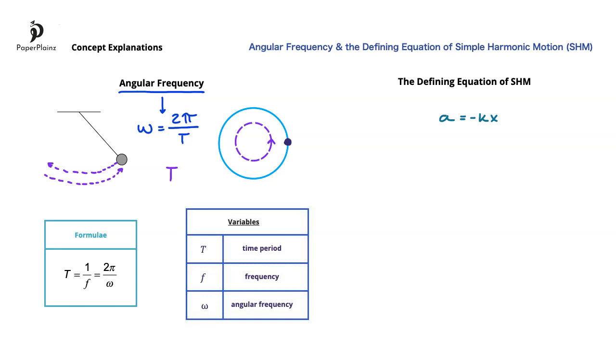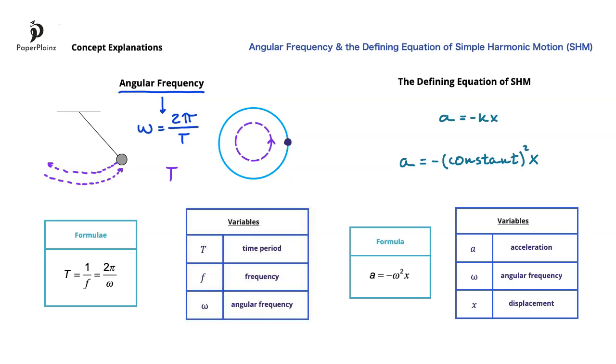Now, to make sure that one side of this equation is always positive and the other side is always negative, we can slightly modify this formula and write that the acceleration is equal to negative a constant squared multiplied by the displacement. Squaring the constant ensures that we always get a positive value. Finally, this leads to the defining equation of simple harmonic motion, where a is acceleration, omega is angular frequency, and x is displacement. This conclusion completes our learning about angular frequency and the defining equation of simple harmonic motion.